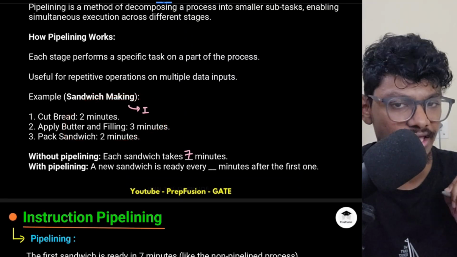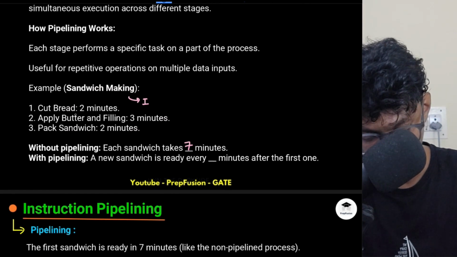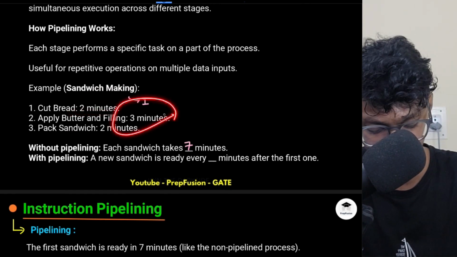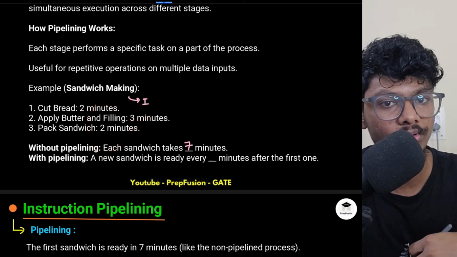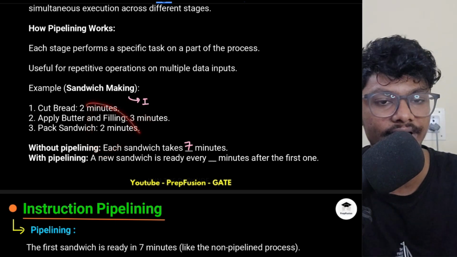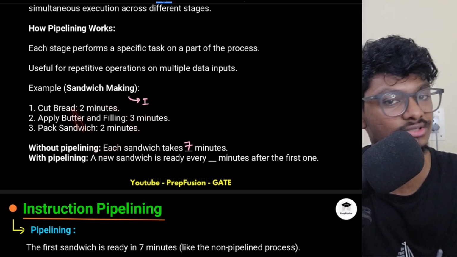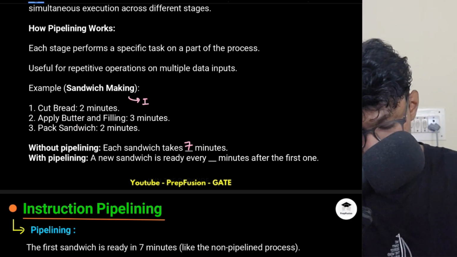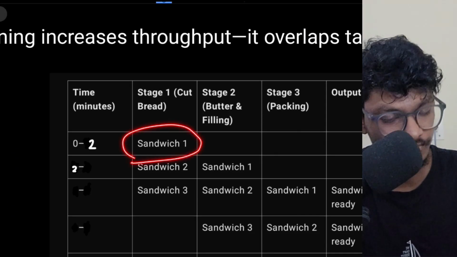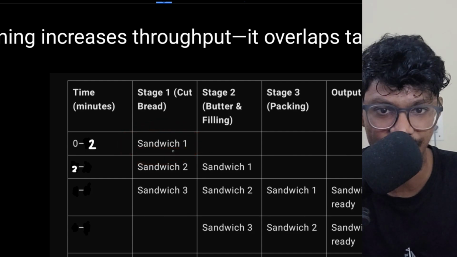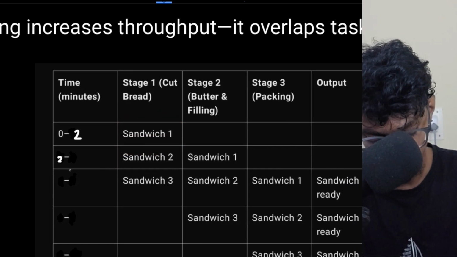Because if, for example, you tell person A you take 2 minutes, person B you take 3 minutes, and person C you take 2 minutes, what will be the problem with this? If all the 3 stages don't have a common time, what will be the problem? So first here person A does from 0 to 2, cuts the sandwich, and he finishes the sandwich.